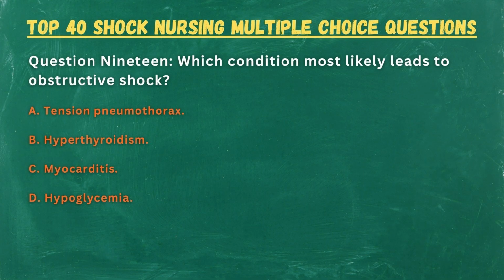Question 19. Which condition most likely leads to obstructive shock? A. Tension pneumothorax. B. Hyperthyroidism. C. Myocarditis. D. Hypoglycemia. Answer: A. Tension pneumothorax.